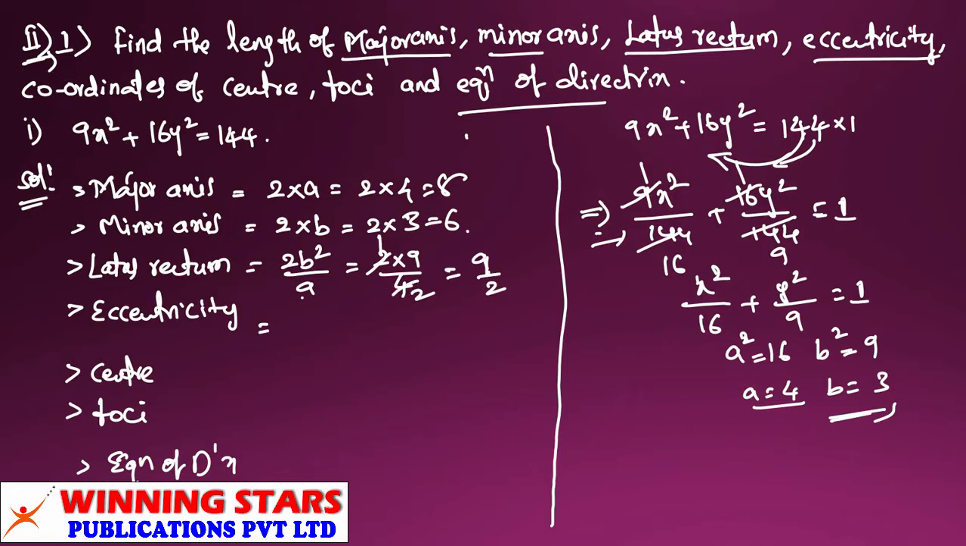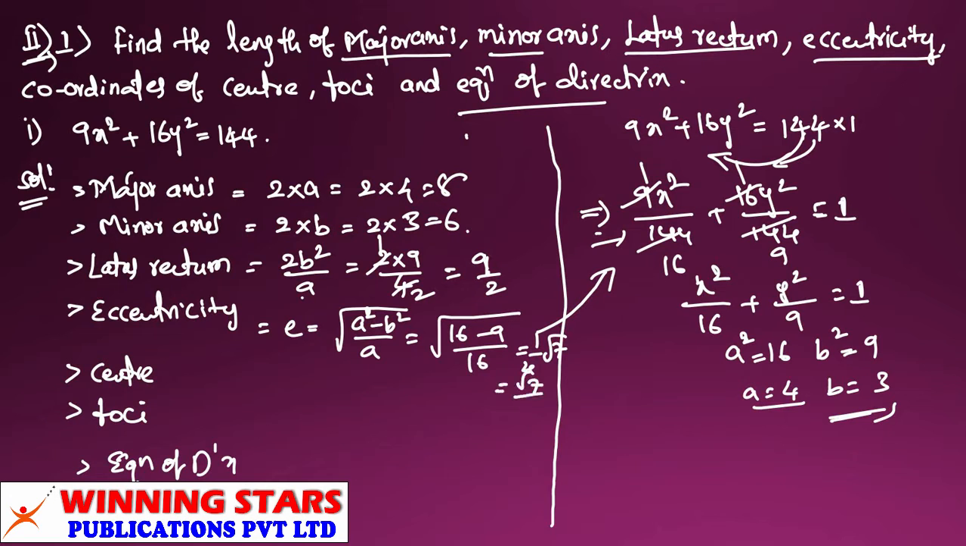What is the eccentricity formula? e is equal to the under root of a square minus b square divided by a square. This is the eccentricity formula for the standard form of the ellipse. Here a square is 16, minus 9, divided by 16. So it will become 1 by 4 into root 7. The answer here is root 7 divided by 4.